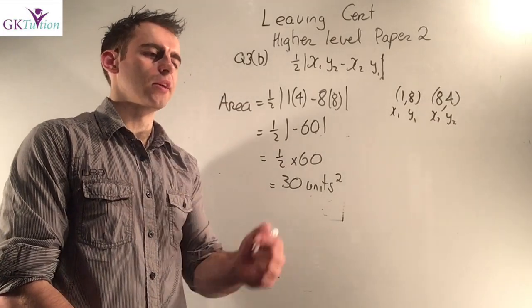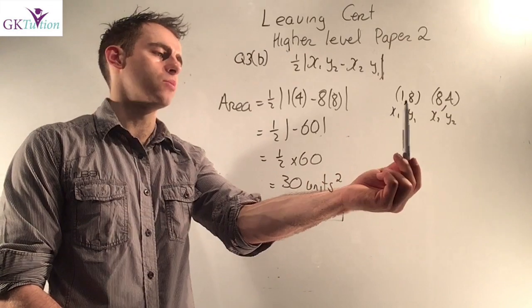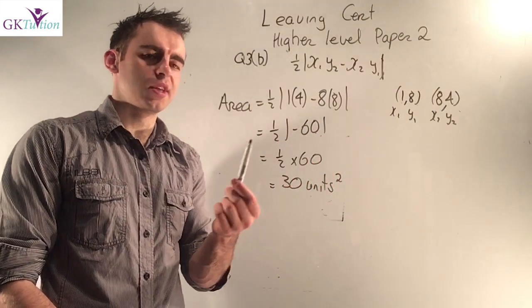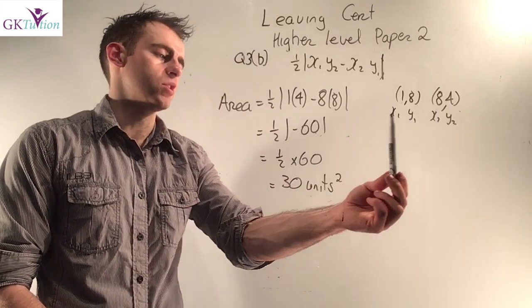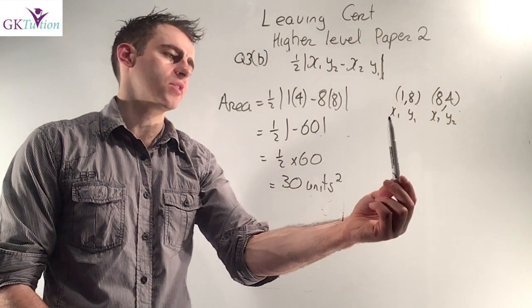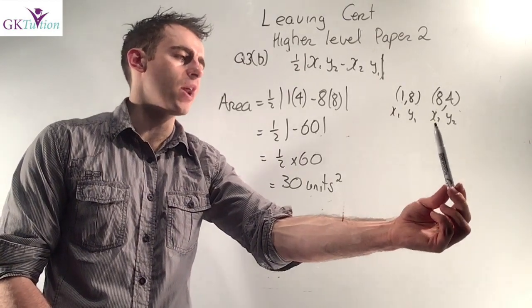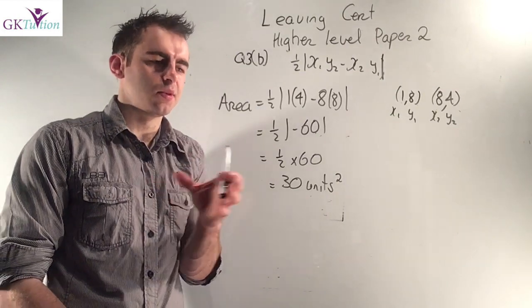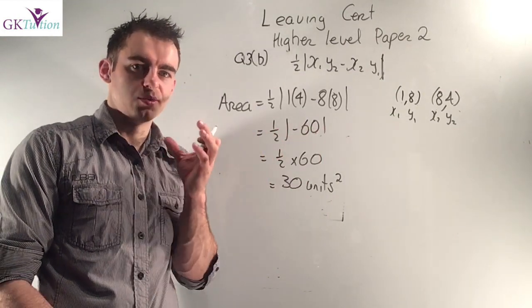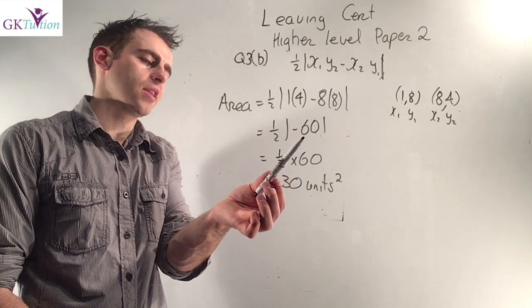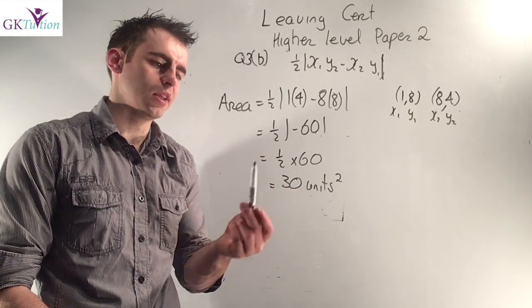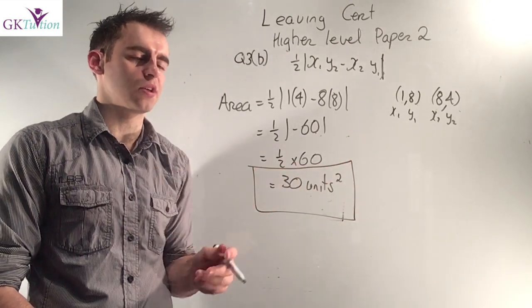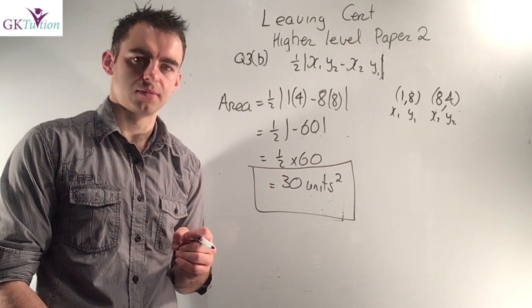Okay, so when I sub in here, I'm subbing in x1, y1, x2, y2, and I ended up with a minus 60 in my modulus. The only reason I ended up with a minus 60 in my modulus is just the way that I assigned these. If I had assigned them the other way around, if I had assigned this as my x1, y1, that as my x2, y2, I would have ended up with a plus 60. But this doesn't matter, because whatever's in the modulus signs, we always take it as positive. So instead of taking that as a minus 60, I just take it as a plus 60. A half by 60 gives me 30 units. So the area of that triangle, there were 10 marks going for it, is 30 units.